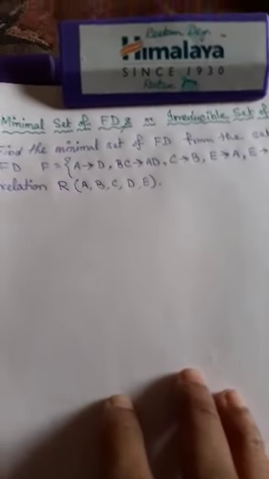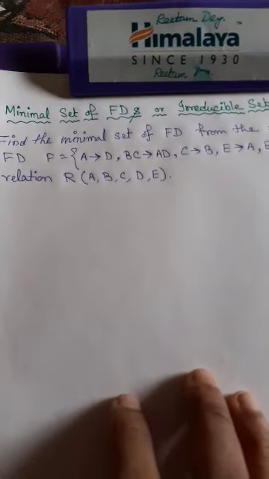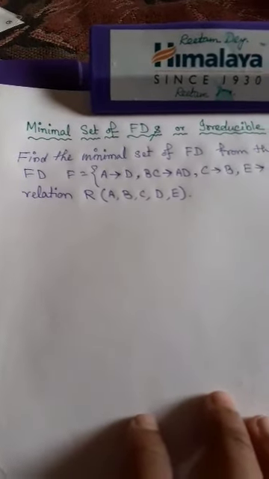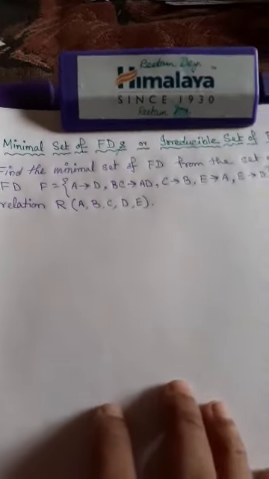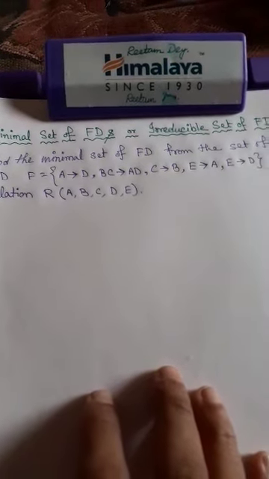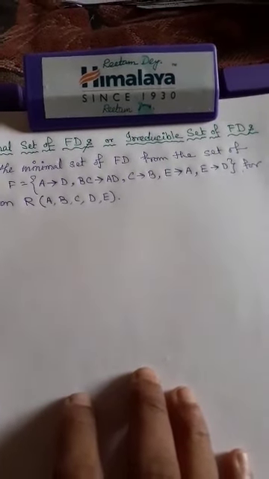Morning students. Today we learn how to find the minimal set of functional dependencies, or irreducible set of functional dependencies. Let's consider a relation R(A, B, C, D, E) with the set of functional dependencies F: A → D, BC → AD, C → B, E → A, E → D.